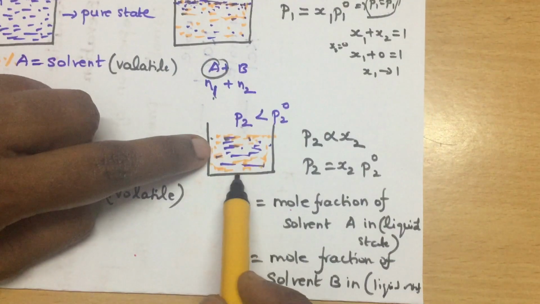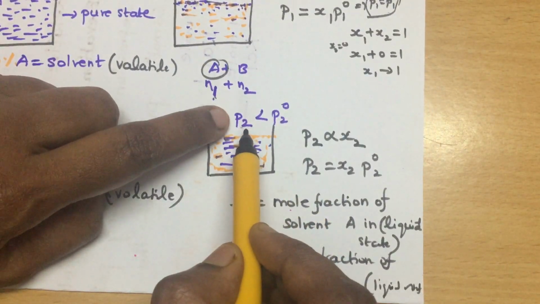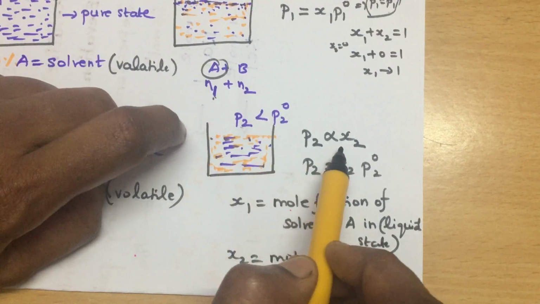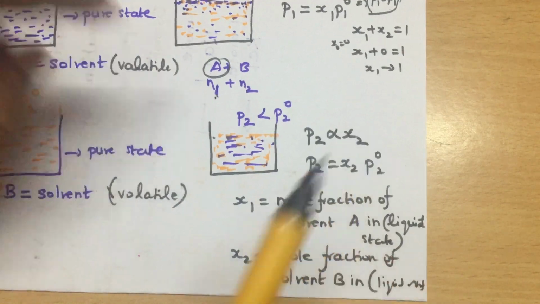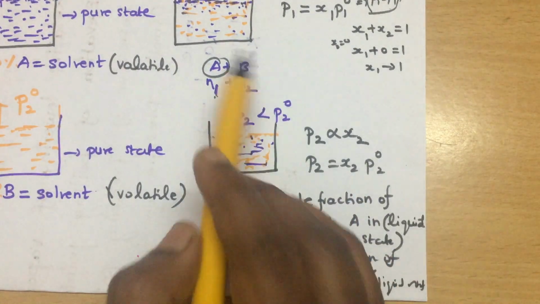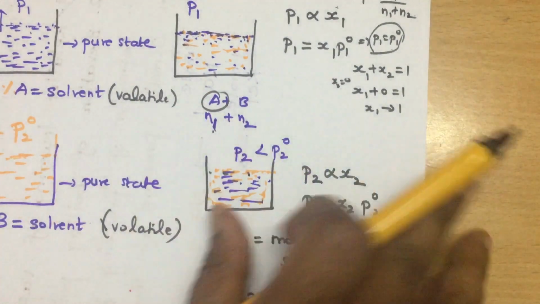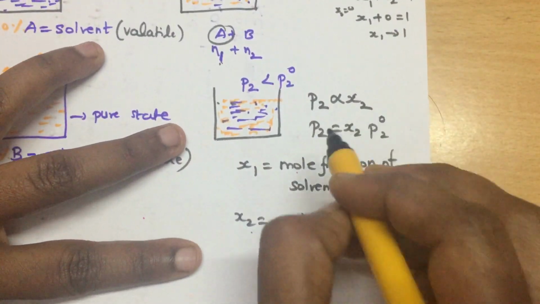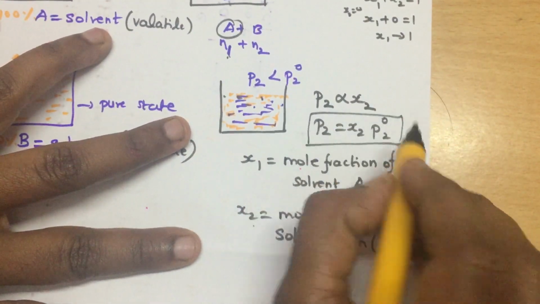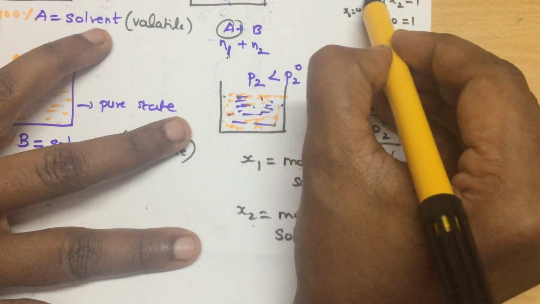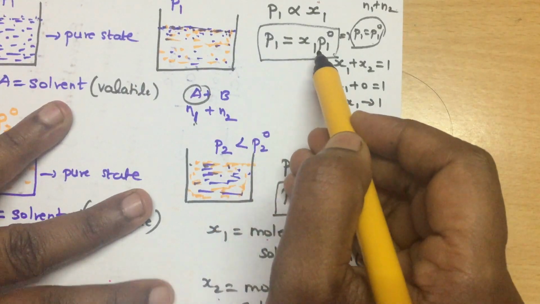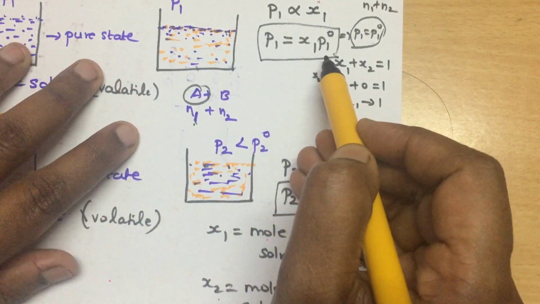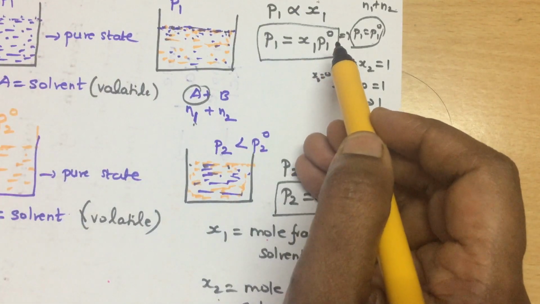Similarly here, the vapor pressure of solvent B will be proportional to the mole fraction of the solvent B. Okay? So x1 and x2 are mole fractions in the liquid state, so remember that. So this is your Raoult's law. Wherever possible you will use this. The new vapor pressure will be equal to the mole fraction of that particular molecule times its initial vapor pressure. Initial vapor pressure means that of the substance in its pure state, that's all.